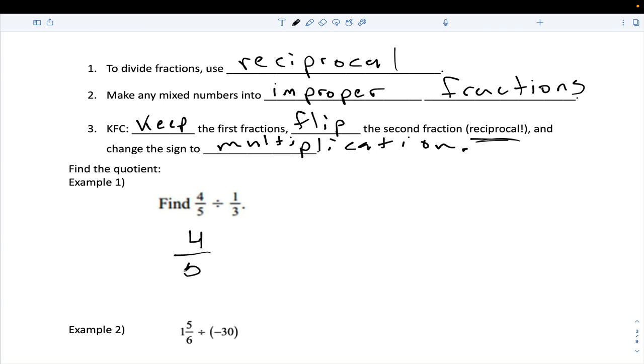Keep the first fraction. Flip 1/3 to what fraction, Peyton? Great. Change the sign from division to what, Riley? Great. I'm going to check to cross cancel. Can I cancel anything on either side, Jonah? No, you cannot. So we're going to multiply across. What is 4 times 3 whole class? 12. What's 5 times 1? And 12/5 is an improper. Who can make it a mixed number for me?